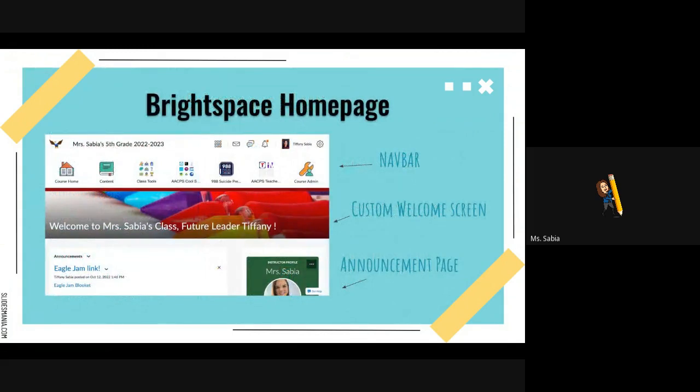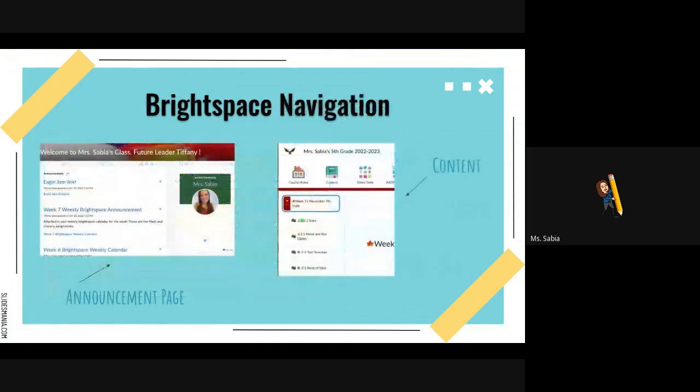Here's an example of a Brightspace homepage. This is actually what my Brightspace homepage looks like. We have a nav bar, a custom welcome screen, and the announcements page. It looks very different compared to a lot of other LMS systems, which is the major difference between Brightspace and the other LMS systems that we're going to look at, basically the look of Brightspace.